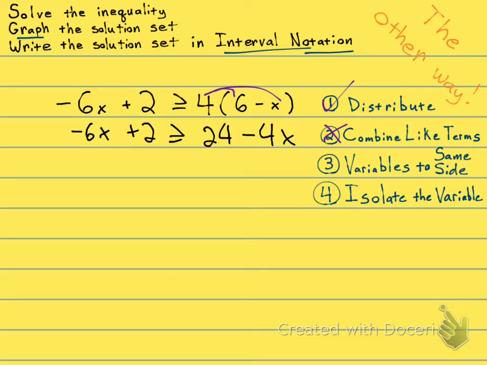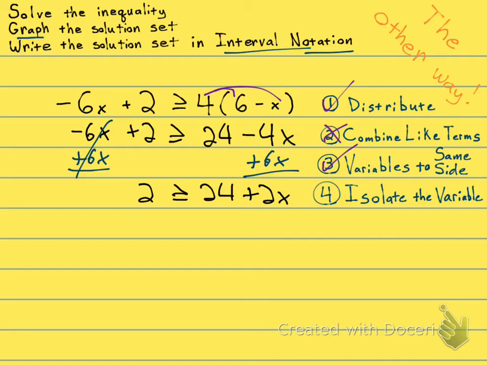Sometimes when I solve equations, I like to move my smaller variable. So that's what I'm going to do here. I am going to move the minus 6x, and I'm going to add 6x. Okay, I have no more x's on the left. If I add 6x on the left, I have to add 6x on the right. Okay, so let's see what we have. Drop down the greater than or equal to, drop down the 2, drop down the 24, and then negative 4 plus 6, negative 4x plus 6x is plus 2x. All right, we have all our variables on the same side.